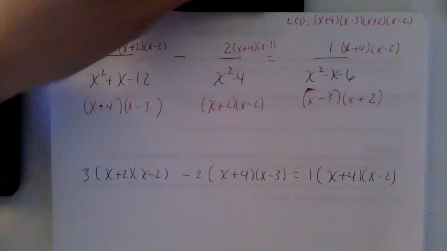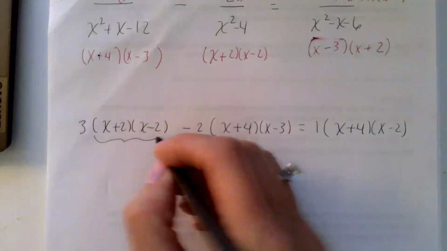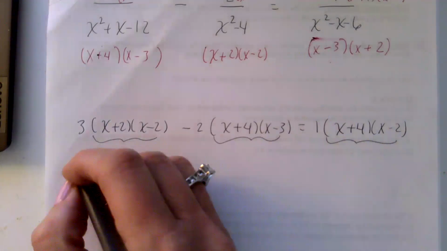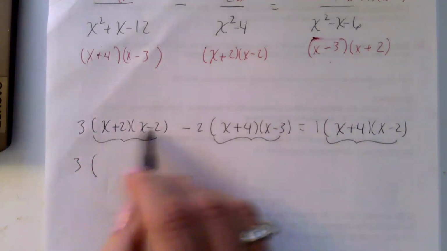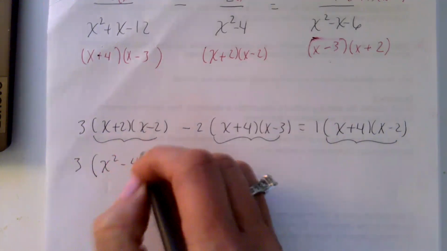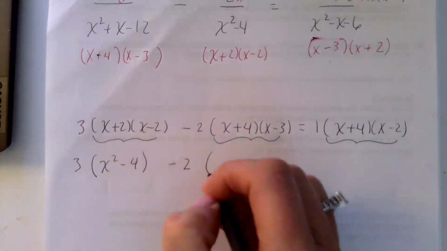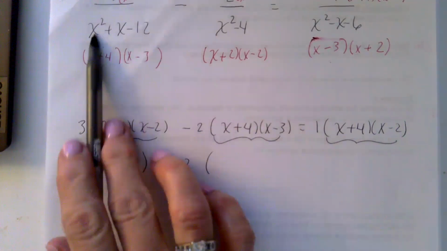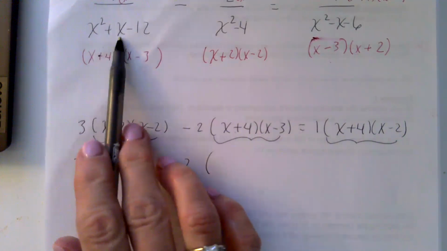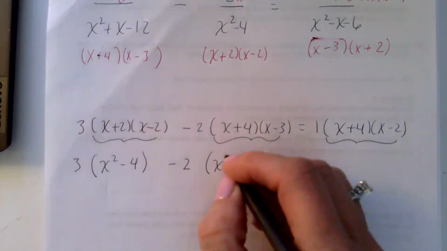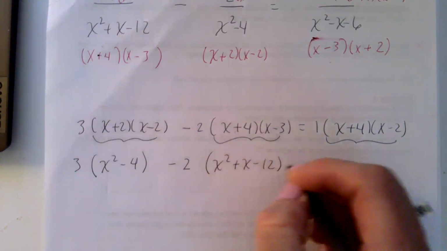Okay. So before we do any distributing, I'm going to multiply the binomials together first. There's 3 sets of binomials. So this will still be 3 times. This was that difference of squares, the x squared minus 4. Subtracting 2. This x plus 4, x minus 3 was from the result of factoring this denominator up here, x squared plus x minus 12. So that's x squared plus x minus 12.